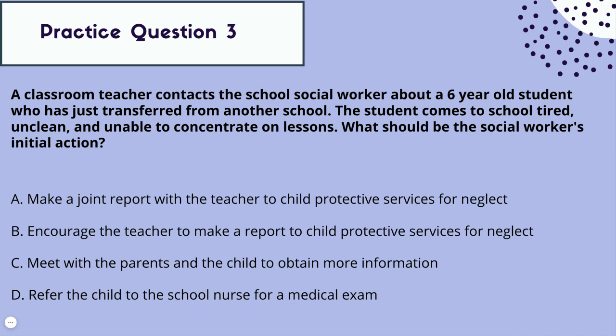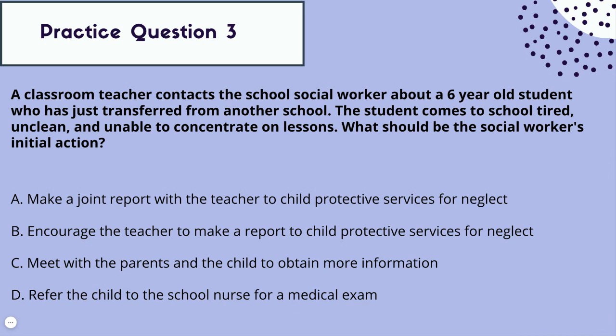So, knowing that, what we can eliminate is A, make a joint report with the teacher to Child Protective Services for neglect. Don't have enough information to go ahead and assume that a report is needed at this time. We can also eliminate B, encourage the teacher to make a report to Child Protective Services for neglect. Similarly to answer choice A, not enough information at this point to be able to make a report for neglect.